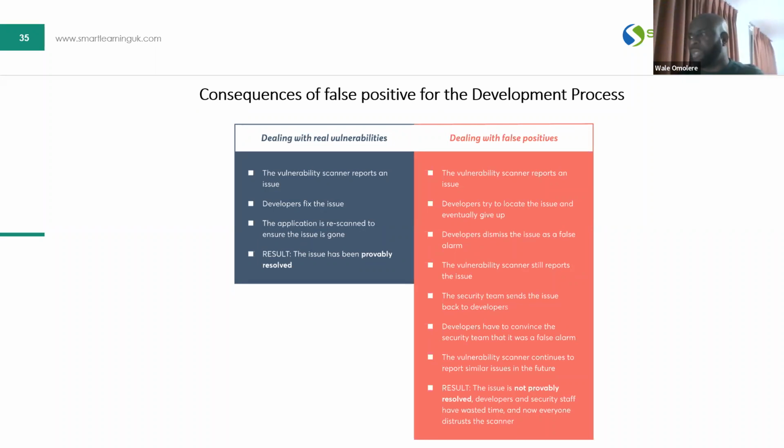All right. Then the result: the issue is provably resolved. You have actually solved the issue. But it is the opposite, and it's different when it is a false positive.